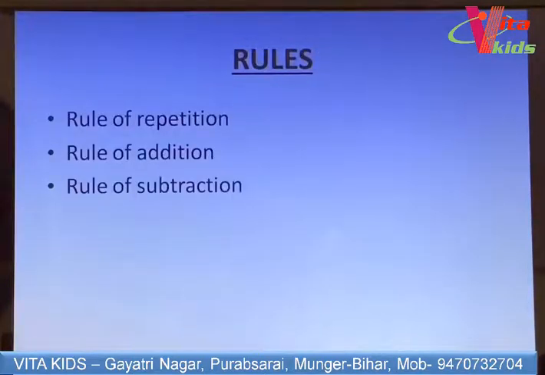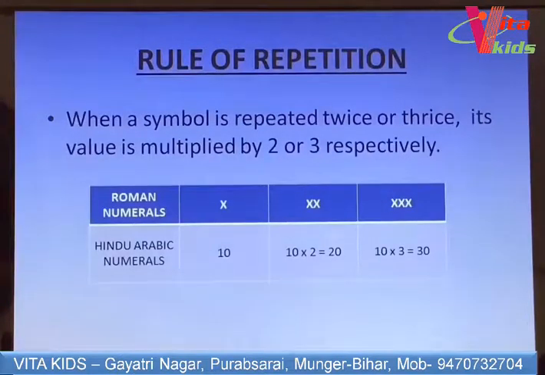Now rules. There are 3 rules when we speak of Roman numbers: rule of repetition, rule of addition and rule of subtraction. Rule of repetition. When a symbol is repeated twice or thrice, its value is multiplied by 2 or 3 respectively. See the examples here. Roman numeral X, in Hindu Arabic means 10. When we have XX, it means 10 into 2, which is 20. When we have XXX, it means 10 into 3, which means 30.